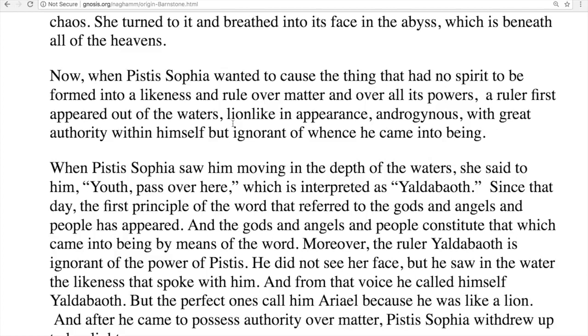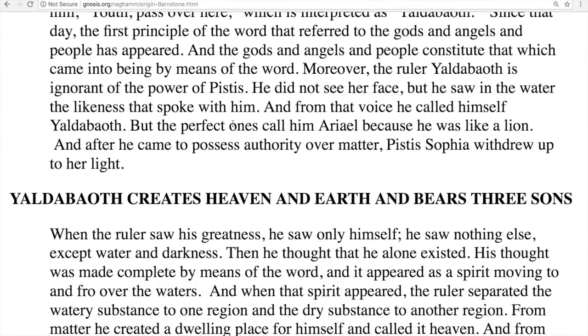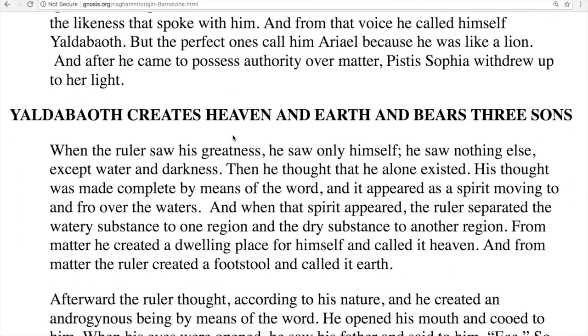Now, he's the God of chaos, but it provides the light that shines into the darkness, brings about a shadow, and that shadow brings forth movement and repose, and that allows each one of us to find our unique selves through that process. All right, with that, we're going to pick up in the next video under the section titled Yaldabaoth Creates Heaven and Earth and Bears 3 Sons.